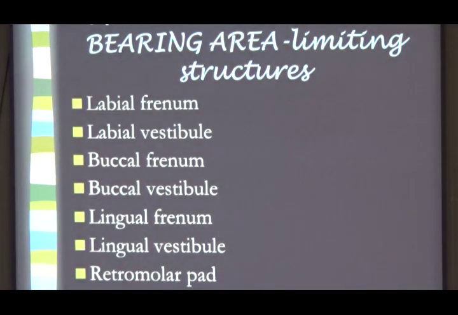Finally, limiting structures, same as your maxilla, you start with the labial frenum, labial vestibule, buccal vestibule, lingual frenum, lingual vestibule and retromolar pad. Retromolar pad is important for retention, stability or support. What is it important for? Retention. Only retention? For retention, for stability or for support? Final year. It's important for all three.